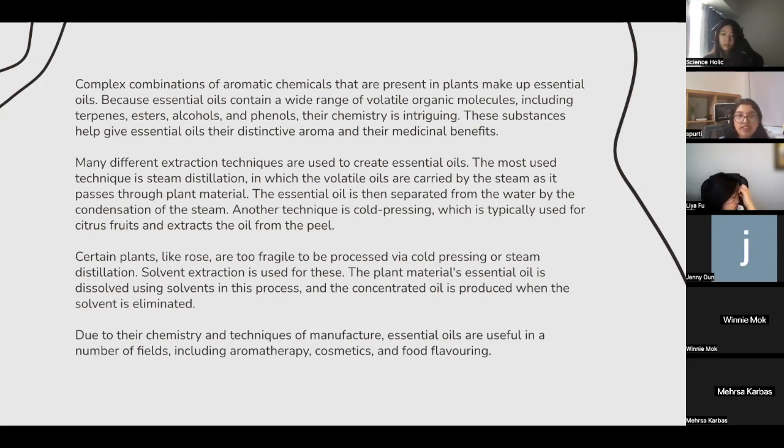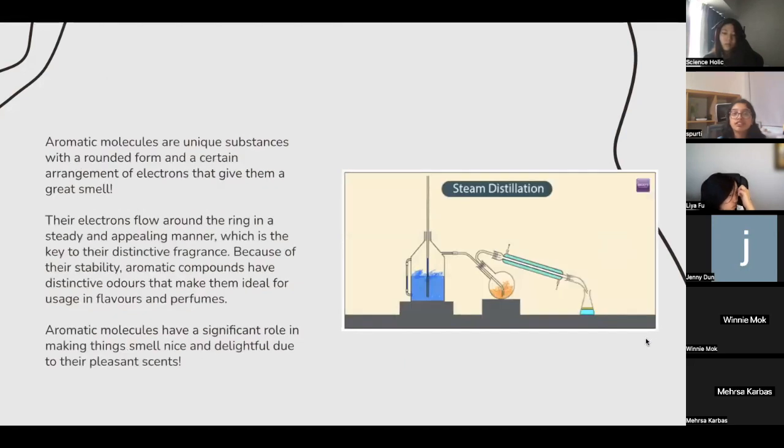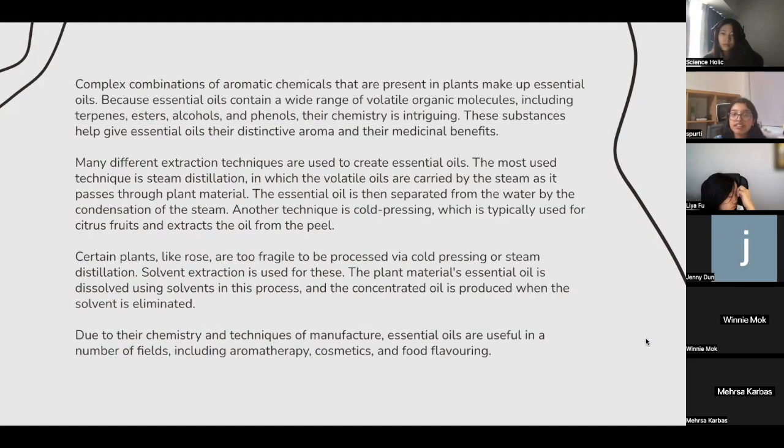I think there's a diagram on the previous slide, in which volatile oils are carried from the plant using steam and finally condensed and made into liquid form. Another technique is cold pressing, which is typically used for citrus fruits and extracts the oil from the peel. But certain plants, like rose, are too fragile to be processed via cold pressing or steam distillation. So for this, solvent extraction is used.